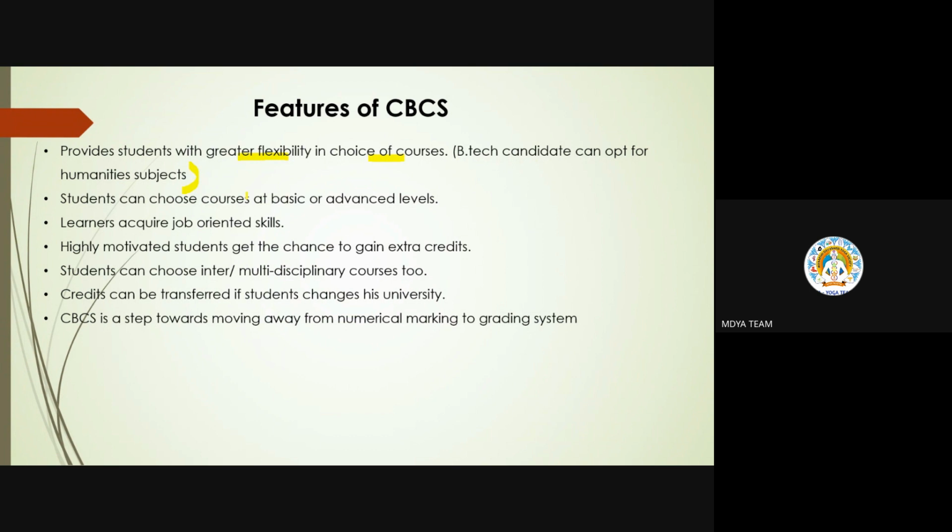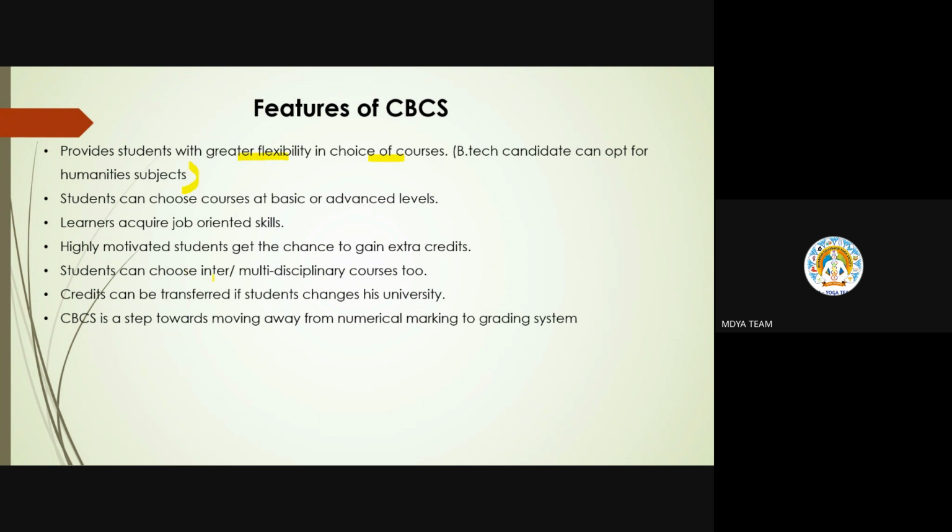Students can choose courses at basic or advanced level. You can choose your course accordingly. Learners acquire job oriented skills. We can also enroll for courses that will help in getting a job. Highly motivated students get the chance to gain extra credits. If you want to earn extra credits, the CBCS also provides this.